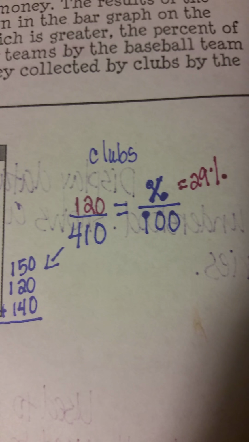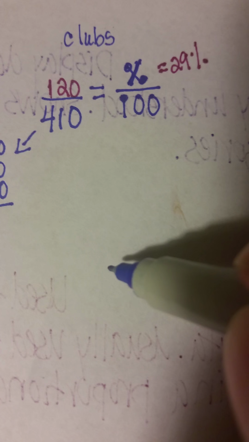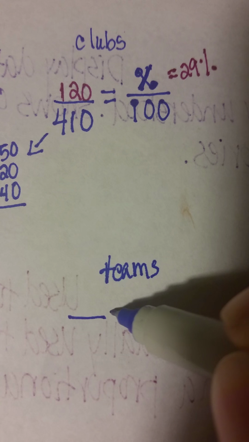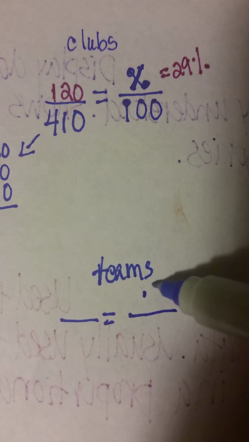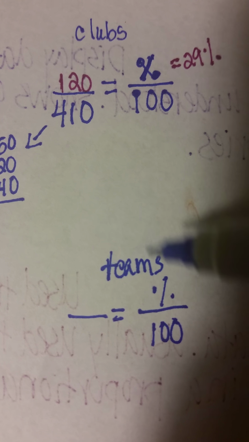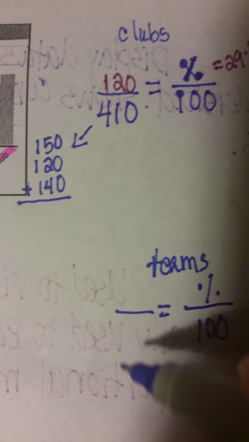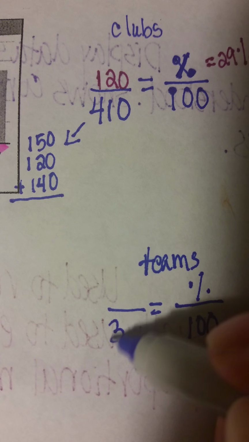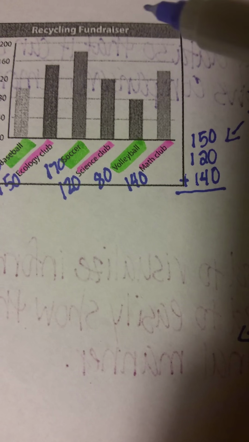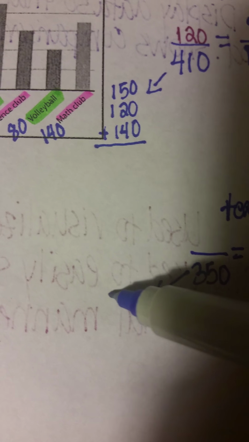Now I'm going to do the teams. I'm going to use that same concept here. We're looking for the percent, and it's always under 100 here, over 100 there. For the teams, when I added those up, I got 350. I'm going to note here how I got the 350. All I added was 100, 170, and 80.